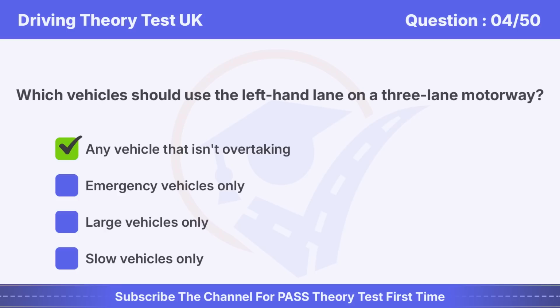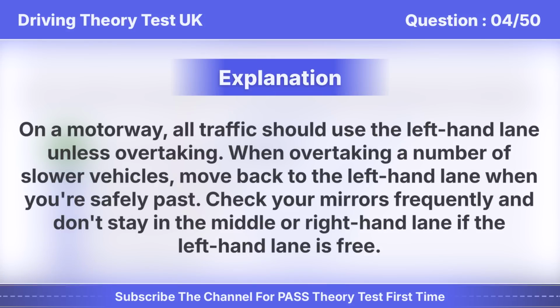Answer is A. Any vehicle that isn't overtaking. On a motorway, all traffic should use the left-hand lane unless overtaking. When overtaking a number of slower vehicles, move back to the left-hand lane when you've safely passed. Check your mirrors frequently and don't stay in the middle or right-hand lane if the left-hand lane is free.